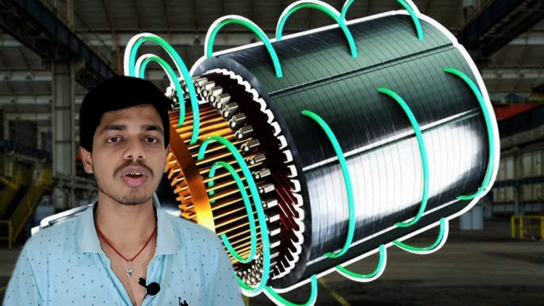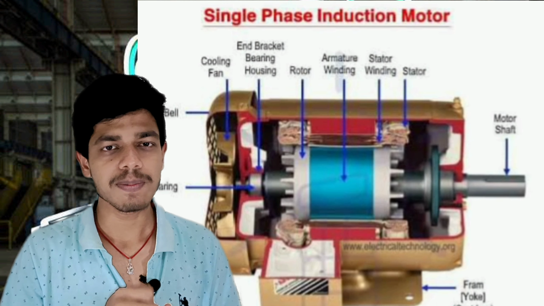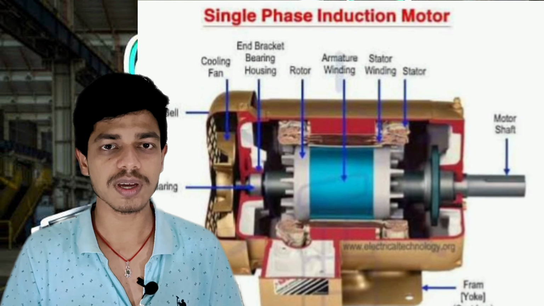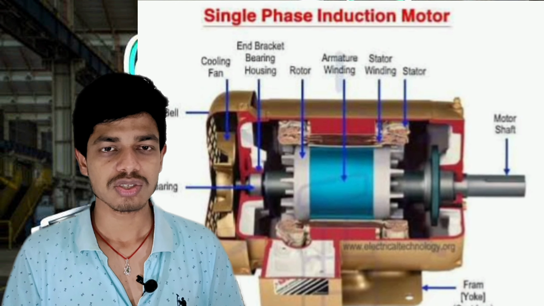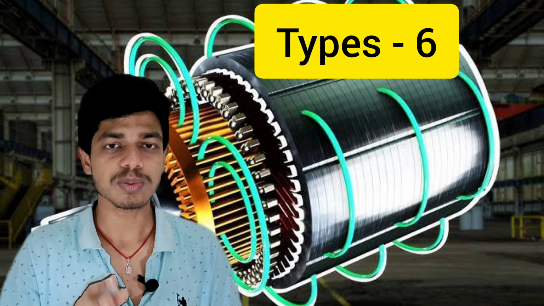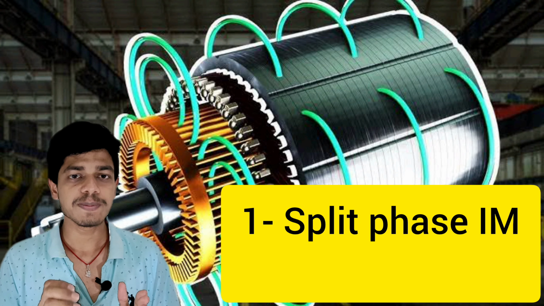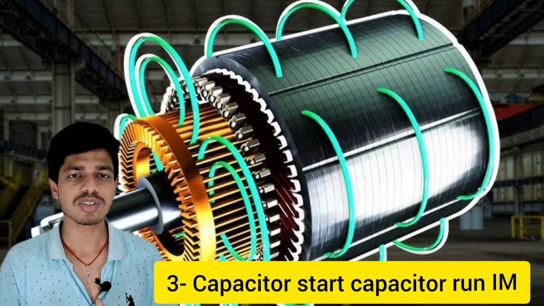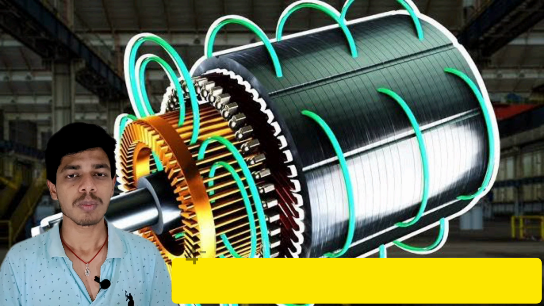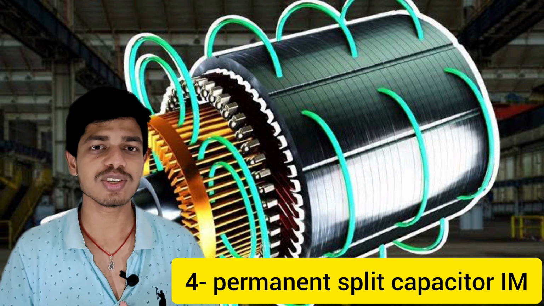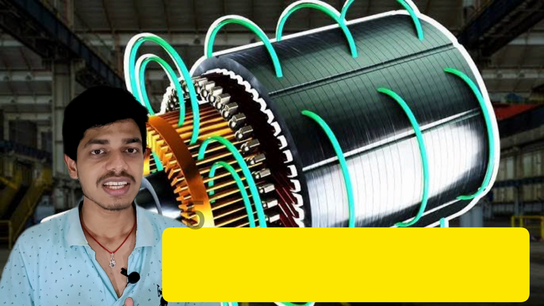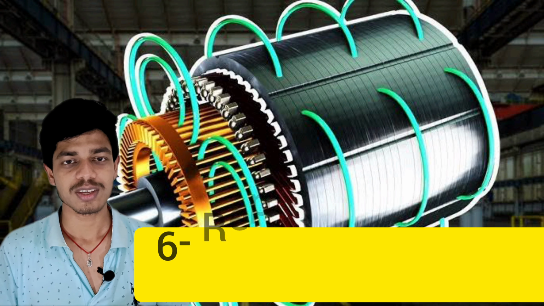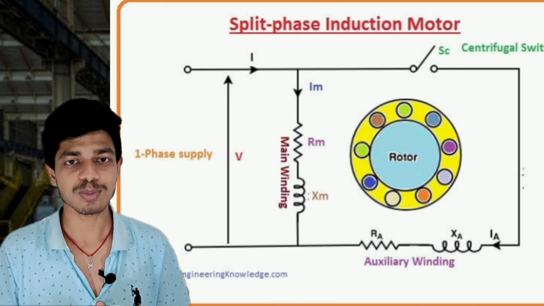This induction motor is again of two types: one is the single phase induction motor and the other is the three phase induction motor. Now we discuss the single phase induction motor. The single phase induction motor is of six types. First is the split phase induction motor, second is the capacitor start induction motor, third is the capacitor start capacitor run induction motor, fourth is the permanent split capacitor induction motor, fifth is the shaded pole induction motor, and sixth is the repulsion start induction motor.